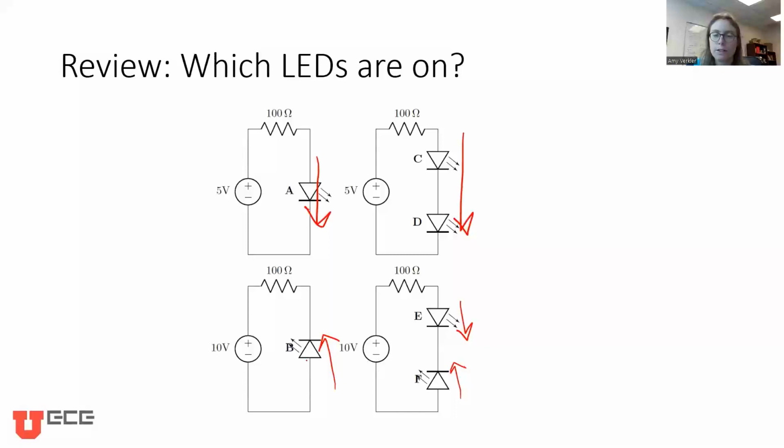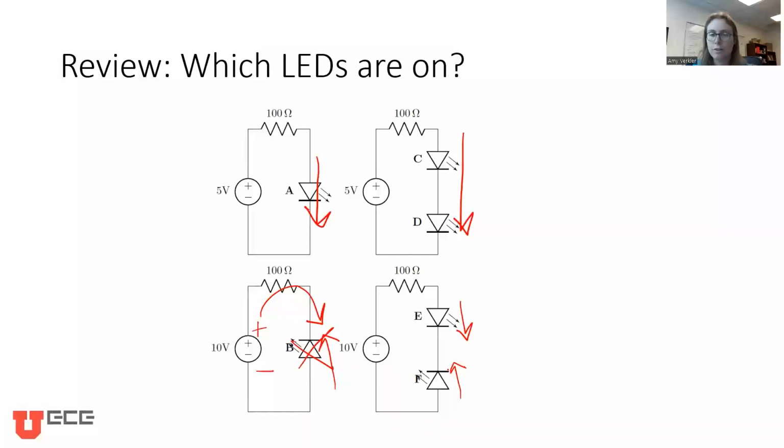So B, I see that if the diode was on, current would flow up through it, but the voltage supply has the positive facing up over here, so we would have current flowing this way. So therefore, B is not on.